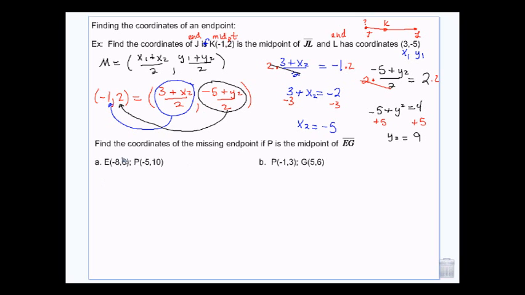Here, I'll show you another one. Missing endpoint if P is the midpoint. So I'm going to put a big M on top of the P's so I know that that's the midpoint, so I don't get lost. E is my endpoint. So this is x1, y1.